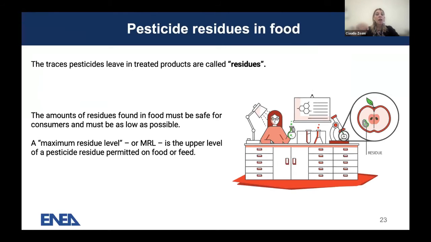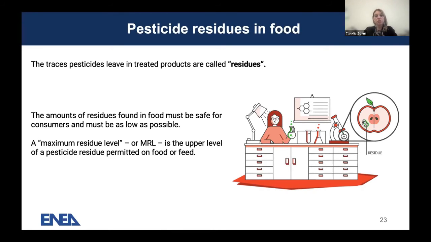What are pesticide residues in food? So, in practice, we have to consider some traces of pesticide that remain in treated products as food products arising from primary production or processing that are called residues. So pesticide residues are what remains from the pesticide applied in the food. And of course, the amounts of residues in food must be safe for consumers and must be as low as possible.